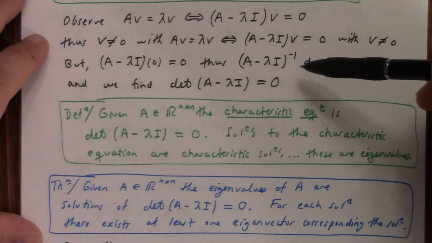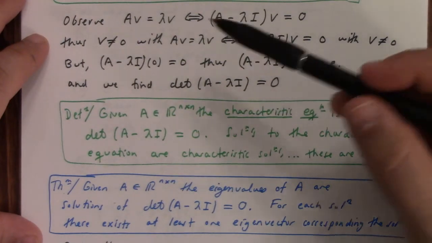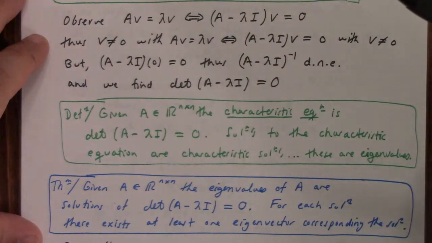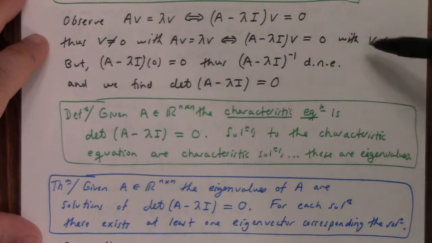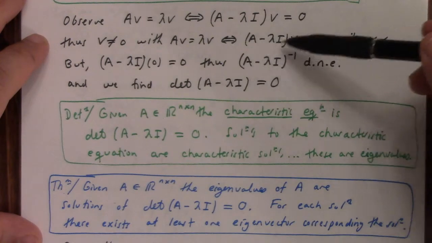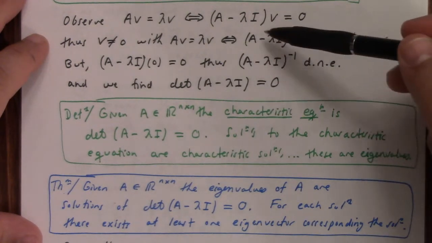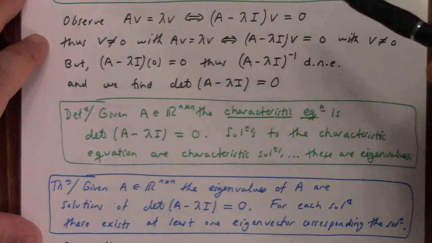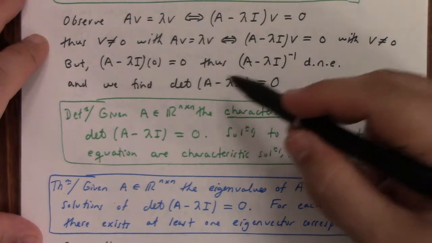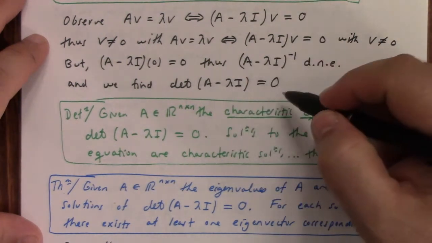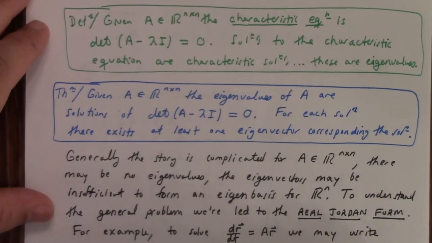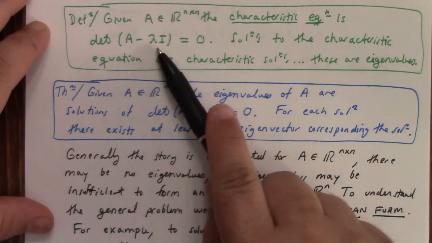Because think about this. If the inverse did exist, you could multiply A minus lambda I by the inverse and you'd just get 0 as the only solution, right? So if a non-zero solution exists for the homogeneous problem, it must be that that matrix is non-invertible, which, more to the point, means that the determinant of that matrix, A minus lambda I, must be 0. And in fact, this is why we define the characteristic equation as the determinant of A minus lambda I.